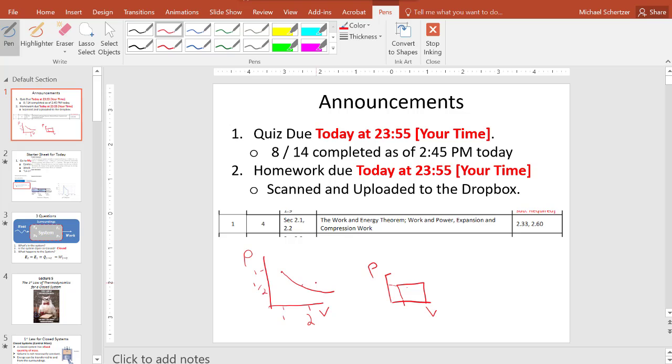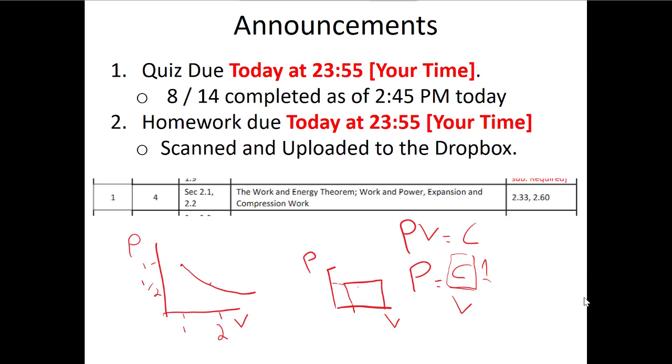You could graph it in something like Excel. So if PV is a constant, then P is going to be equal to C over V. Correct? So you can fill in any number for this constant. Let's say 1, then you're going to have P is equal to 1 over V. And then you could graph that function. Does that make sense? Yeah, that makes sense. Any other questions?